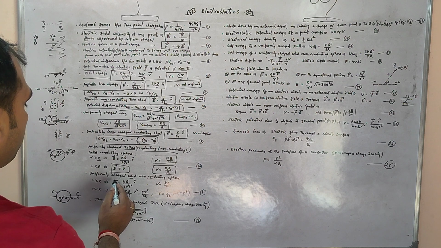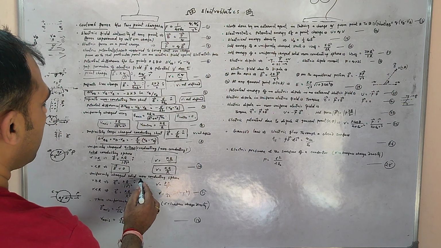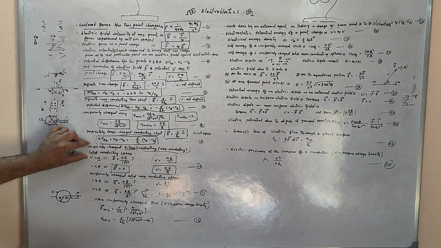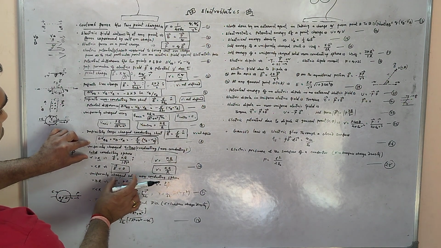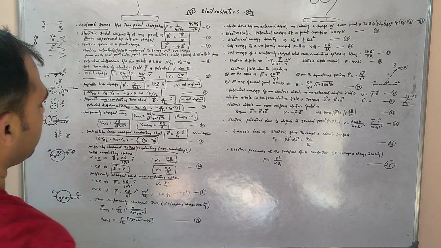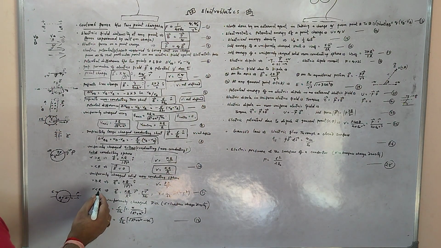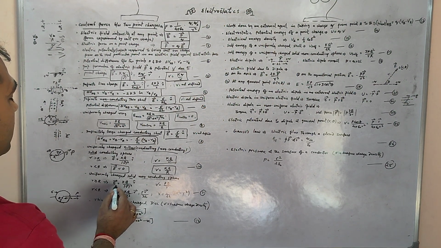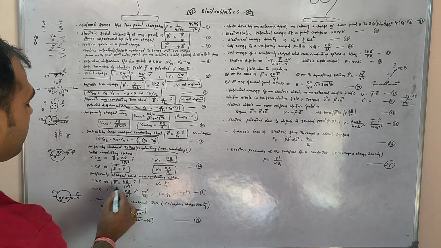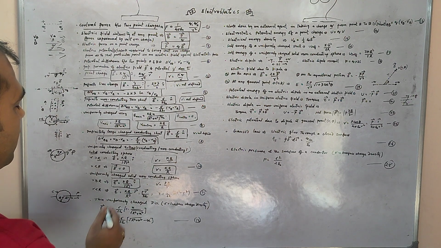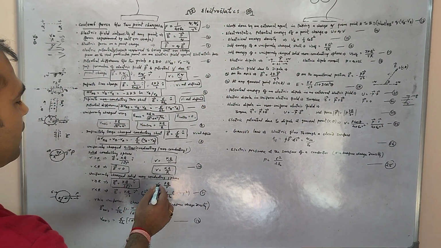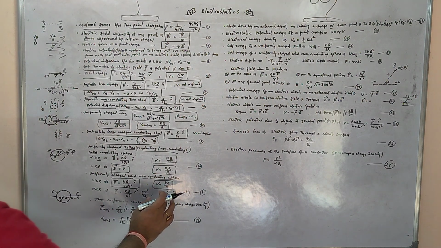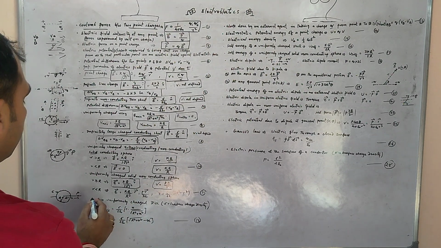Next, uniformly charged solid non-conducting sphere. So after this we are left with the uniformly charged solid non-conducting sphere. If r is greater than or equal to R, then this will be the formula for electric field, kq by magnitude of r square, and this will be the formula for potential, kq by r.